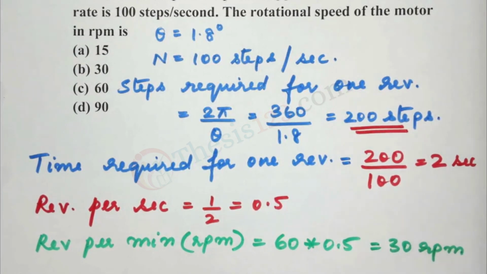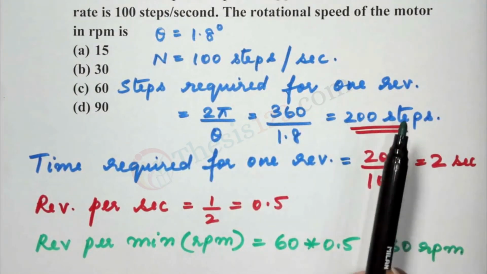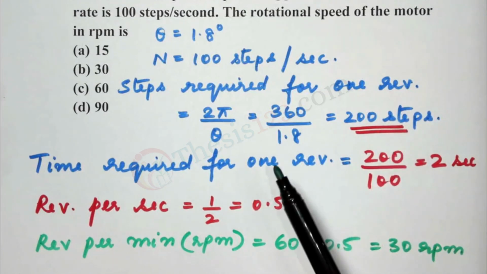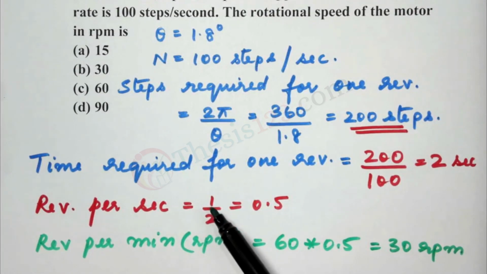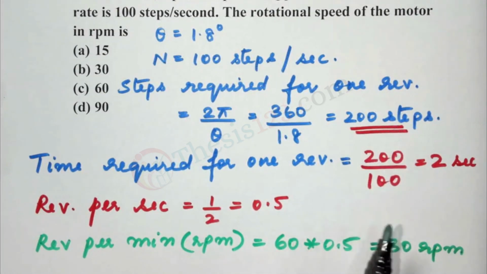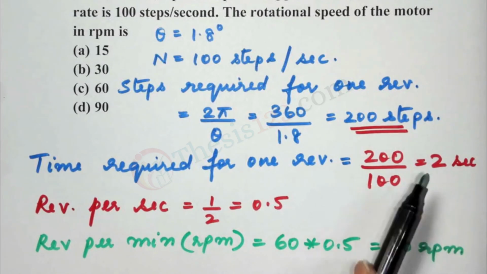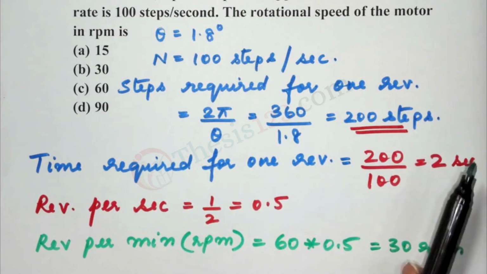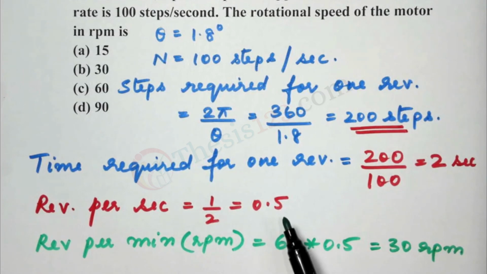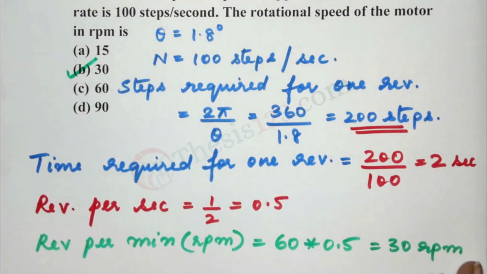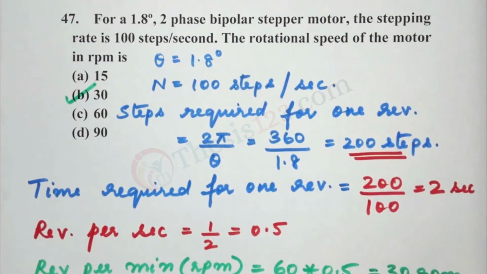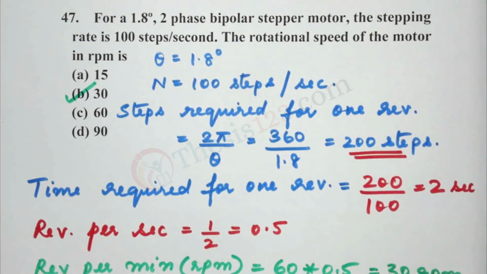So what we did over here was first calculate the steps required for one revolution, then calculate the time, and then see the revolutions per second. Because we have the time required for one revolution, revolution per second is just the reciprocal of this. So that's 1 by 2, 0.5. Then revolutions per minute would be 0.5 times 60 seconds. So that's 30 RPM, which matches option B. So for this question, the final answer is option B, 30. Well, I hope this has helped.